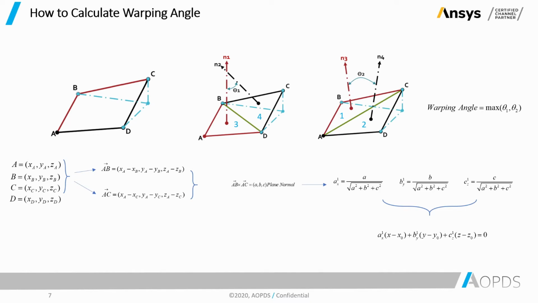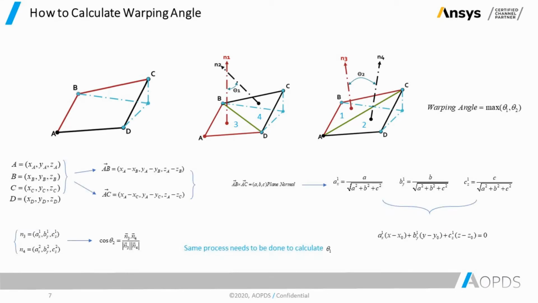Now, if we do the same process and we have the cross product of AD and DC and we have the unit vector of N4, the angle between N3 and N4 can be calculated using the dot product formula, in which N3 dot N4 over the magnitude of N3 multiplied by the magnitude of N4 is going to give us the cosine of the angle between these two. And if we do the same process for plane number 3 and plane number 4 and measure the angle between these two planes, the maximum angle of these two is going to represent the warping angle.